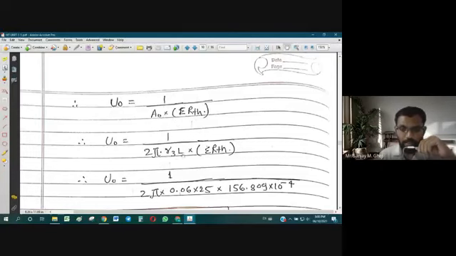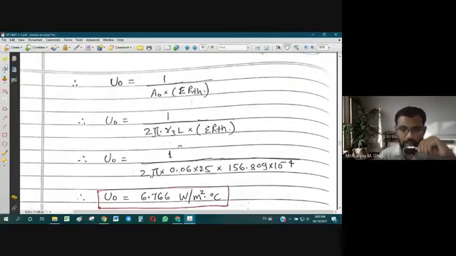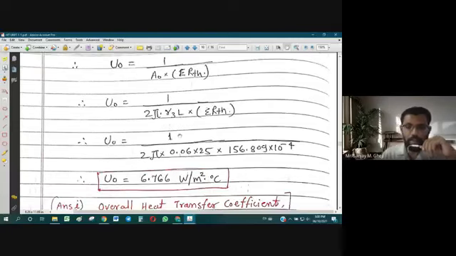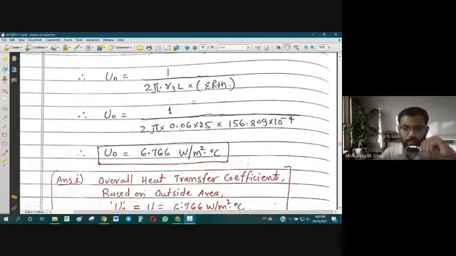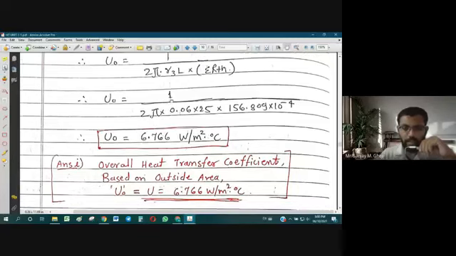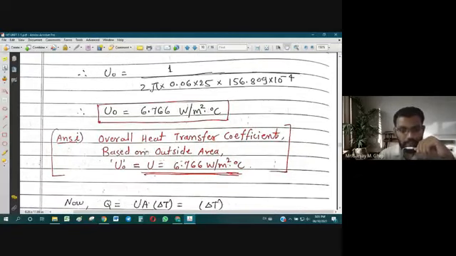Now 1 upon summation R thermal into area, AO is 2 pi R3 L. We know all the values, so we can directly put them in and take the reciprocal. So we get UO equal to 6.766 watt per meter square degrees Celsius. Okay, so this is the first answer, that the overall heat transfer coefficient for the given pipe or tube with insulation is 6.766 watt per meter square degrees Celsius.